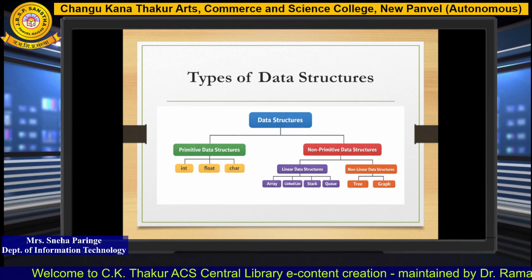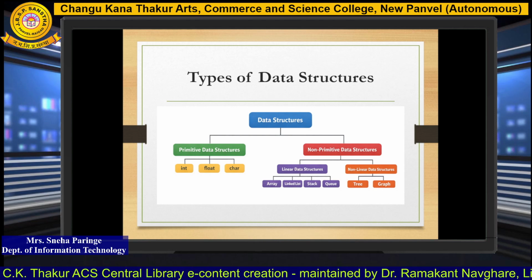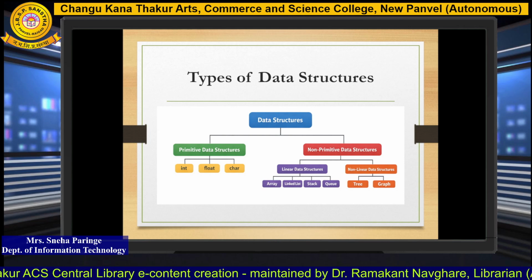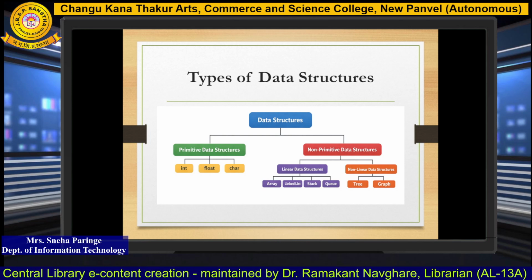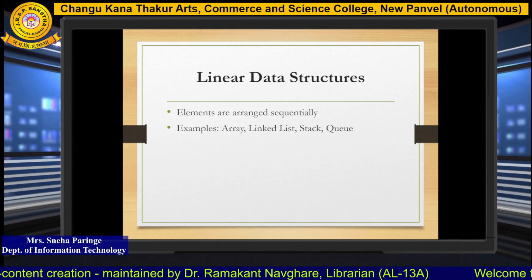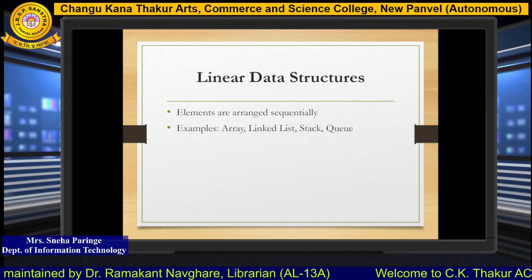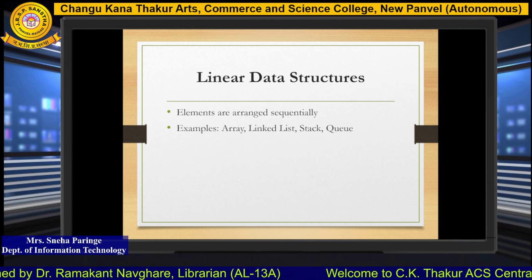So linear data structure contains array, linked list, stack and queue, which are in a sequence format, and the non-linear data structures are trees and graphs. In linear data structures, the elements are arranged sequentially. Examples are array, linked list, stack and queue.